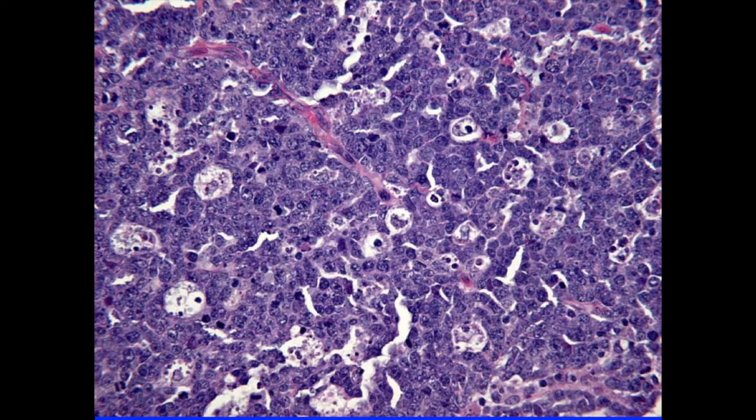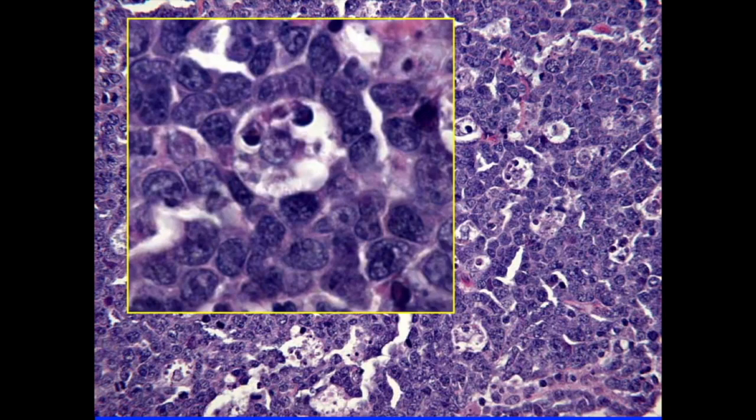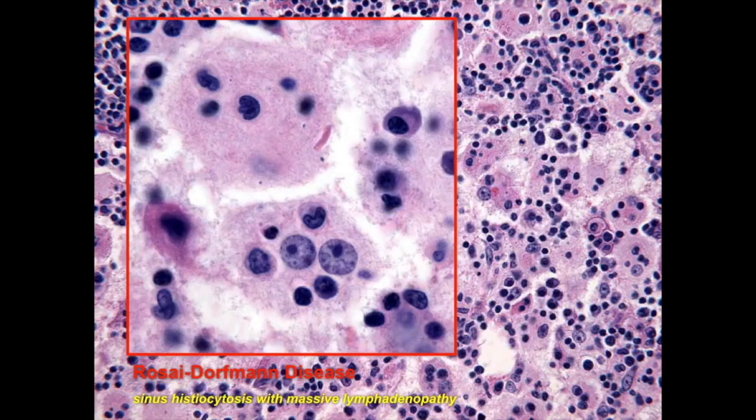Here's an example of Burkitt's lymphoma. As I said before, lymphomas are pretty uncommon in children, the exception being Burkitt's in certain portions of the world. This is a high-grade B-cell lymphoma that can have these tingible body macrophages. These are responsible for the so-called starry sky appearance.